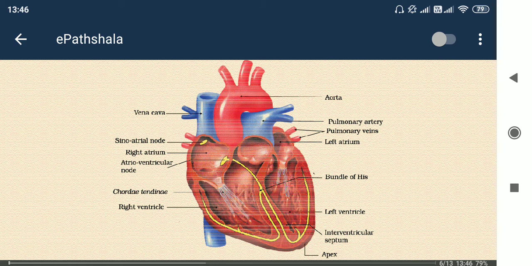So oxygenated blood from the pulmonary vein is transporting oxygenated blood to the left atrium. From the left atrium it is going to the left ventricle, and from the left ventricle the oxygenated blood is going through the aorta to all parts of the body, and from the right ventricle deoxygenated blood is going to the pulmonary artery, and finally to the lungs.